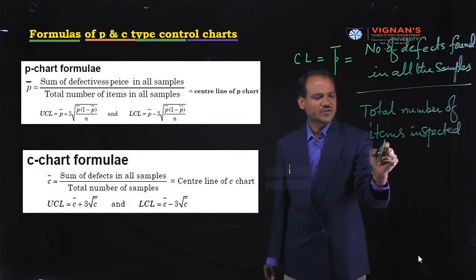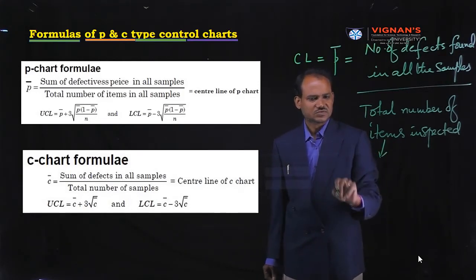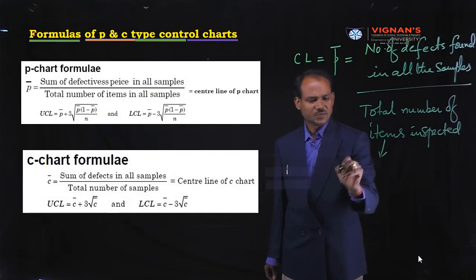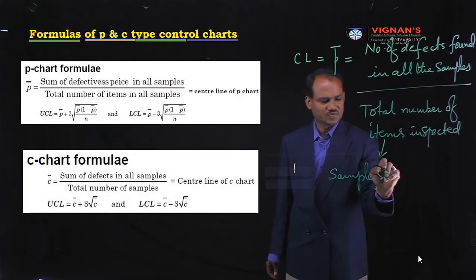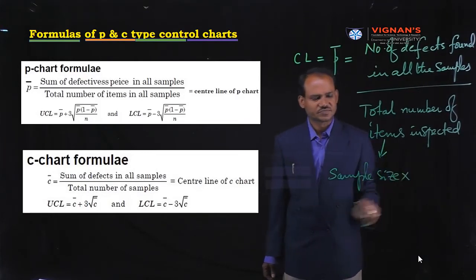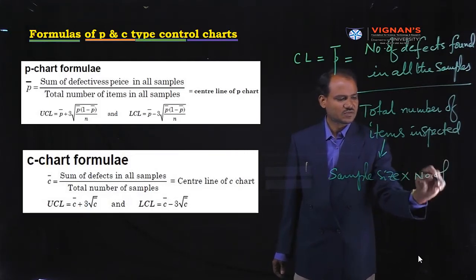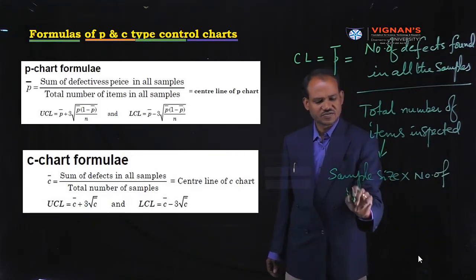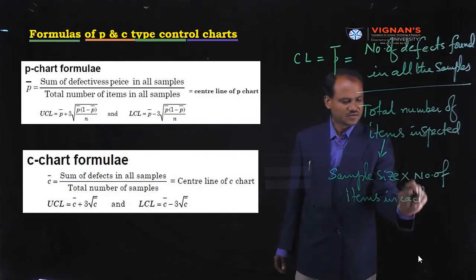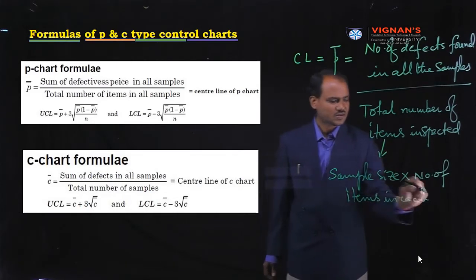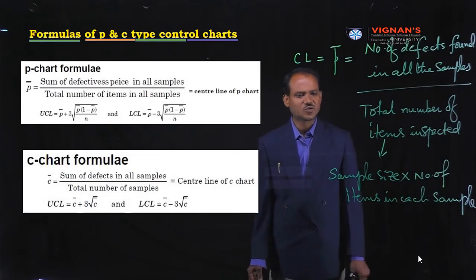How to calculate the total number of items inspected? That means sample size into number of items in each sample. Okay, this is the CL formula, control limit.